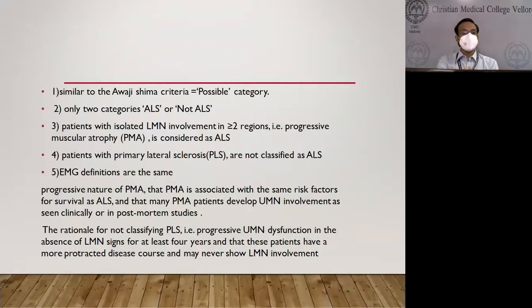Initially in the criteria, it is normally the probable and the definitive ALS which was earlier recruited into trials. Now from possible ALS itself, we are able to hike them up into ALS. And now it's just yes or no, it's either ALS or not ALS. And patients with the progressive muscular atrophy variant, you are able to diagnose them as ALS, while PLS has been removed from this criteria because they say that the way they progress and their survival is different, so that needs to be looked at separately.